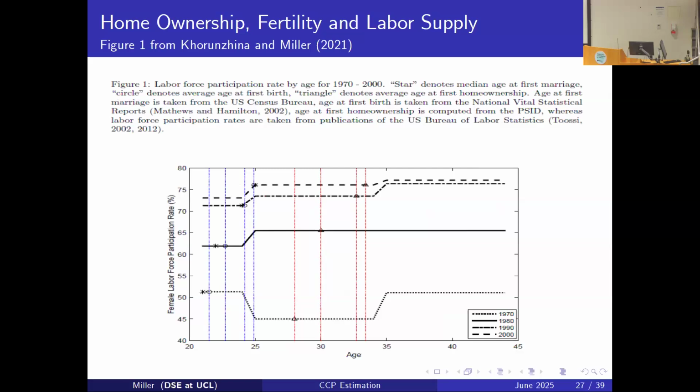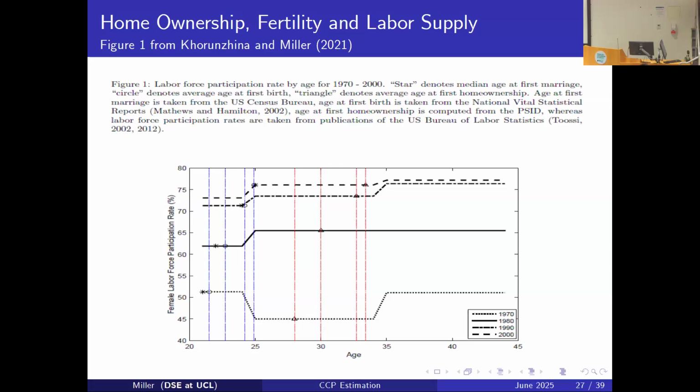So if you're looking at what's going on in the graphs here, you've got these circles being the average age at first birth. And then you've got the stars, average age at first marriage, and they're practically on top of each other. This is only the mean, mind you, but they're very closely related, no surprise.